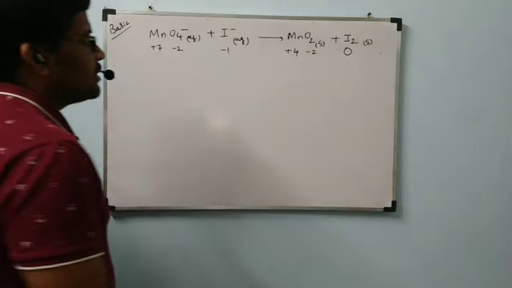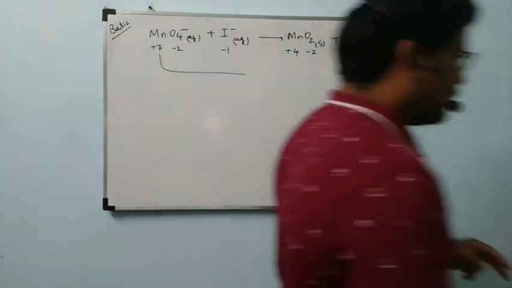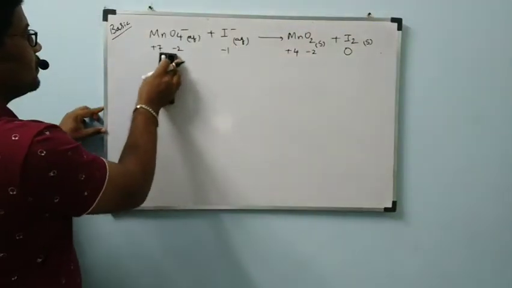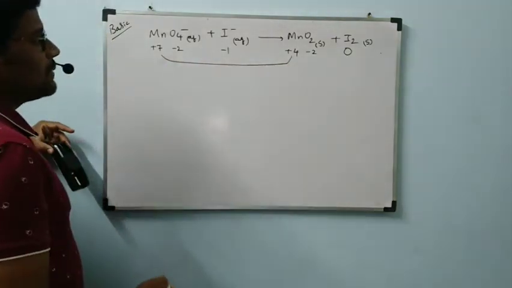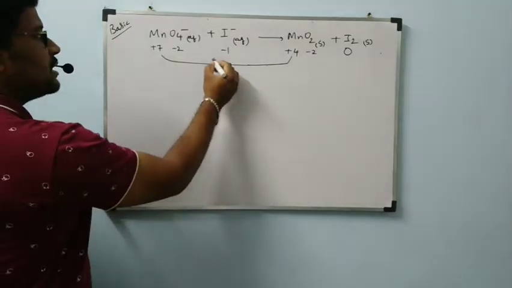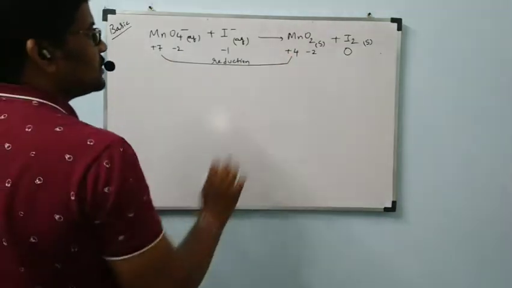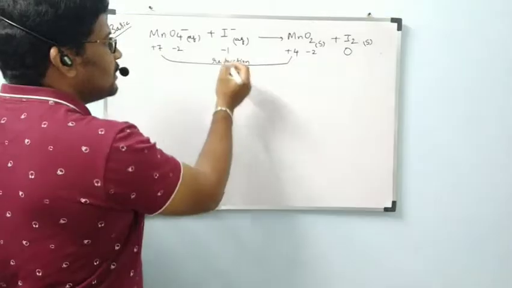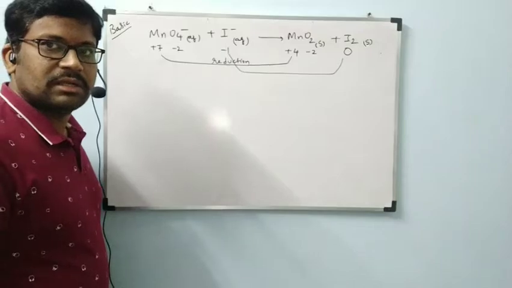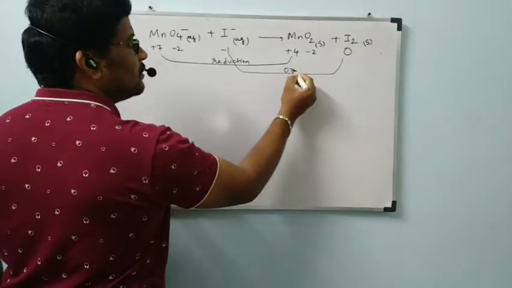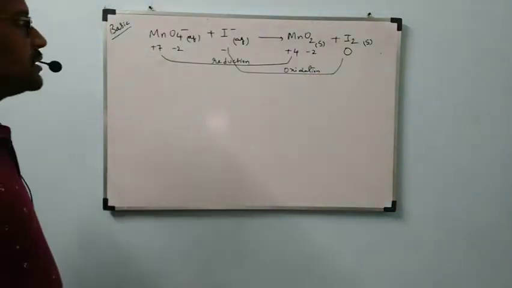Now observe the change in oxidation number. Manganese is changing from plus 7 to plus 4, a decrease in oxidation number, that is called reduction. Oxygen minus 2 stays the same, that is called a spectator ion. Iodine is changing from minus 1 to 0, which means an increase in oxidation number. Increase in oxidation number is called oxidation.